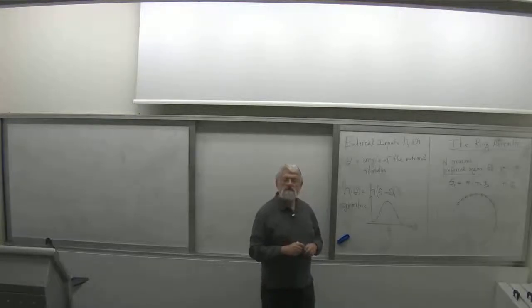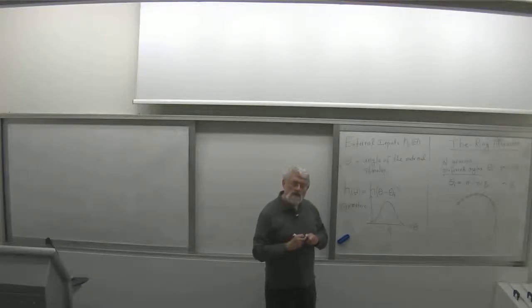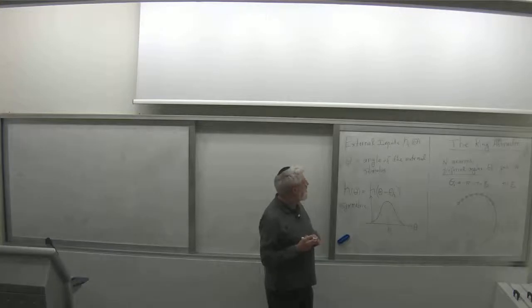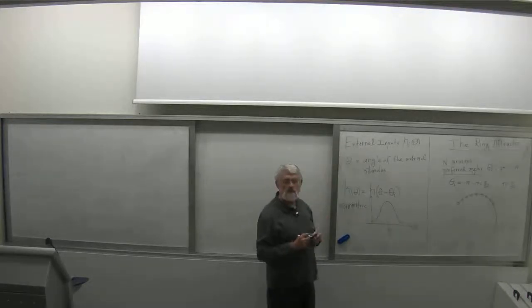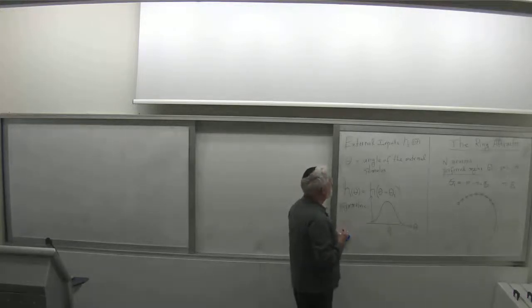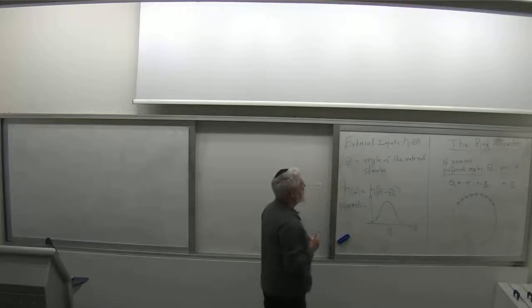But this notation means that HI is the input of the I neuron when the stimulus theta is presented, the total input. H is the external input. HI is the external input of only one neuron, and H is the external input of the system.